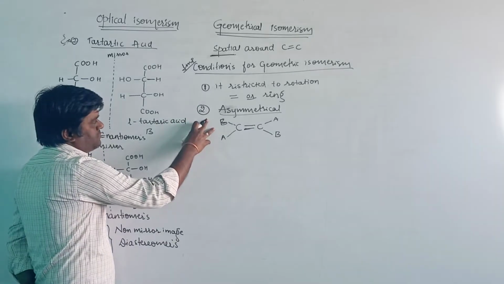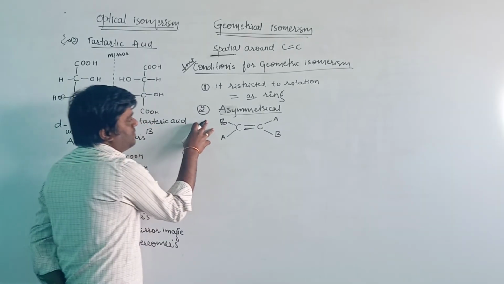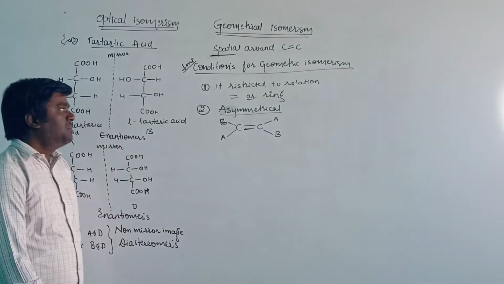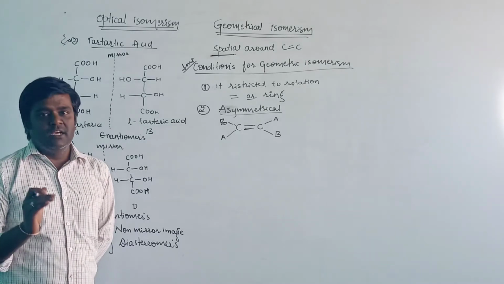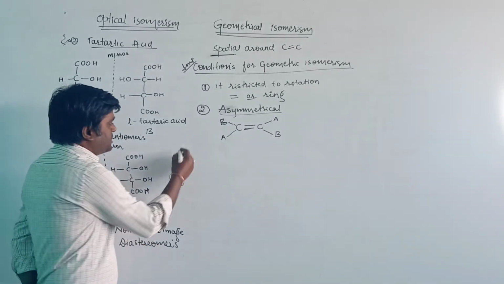There are two conditions. One is restricted to rotation, and the other is that the carbon containing the double bond must be asymmetric in nature. Then let us see the example here.